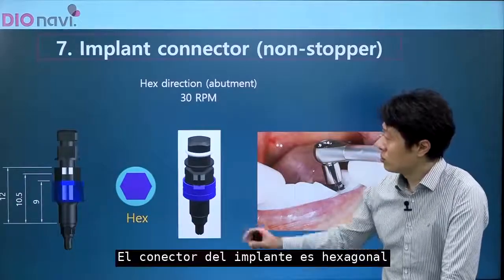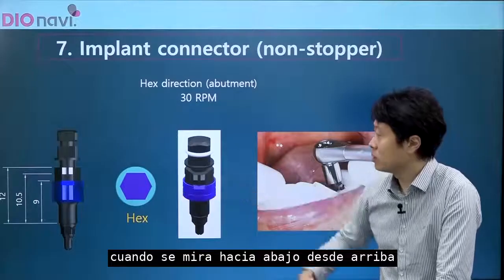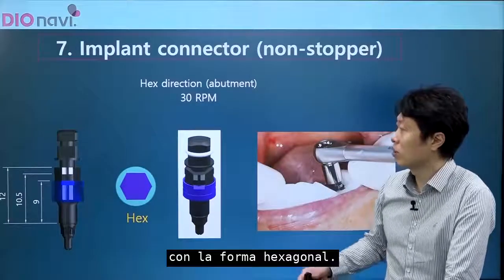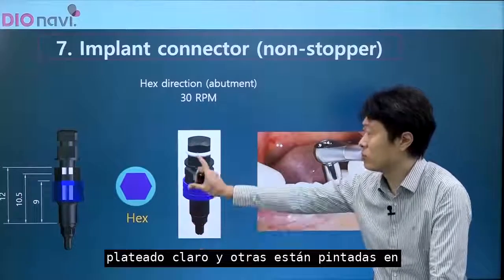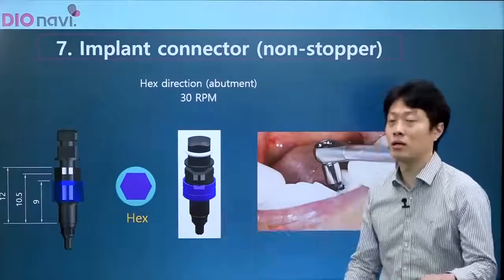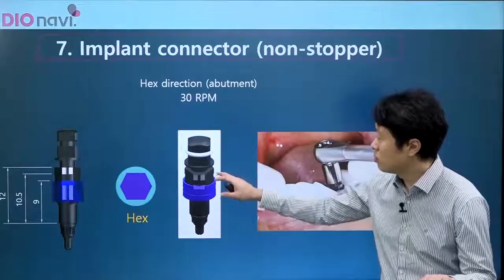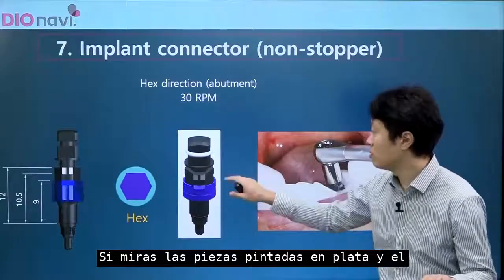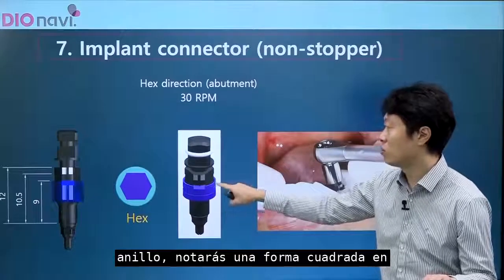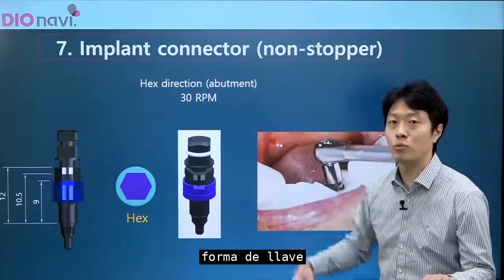The implant connector is hexagonal when looked down from above. With the hexagonal shape, some surfaces are painted in light silver and some are painted in black. If you look at the parts painted in silver and the metal sleeve, you will notice a square shape in the shape of a key.